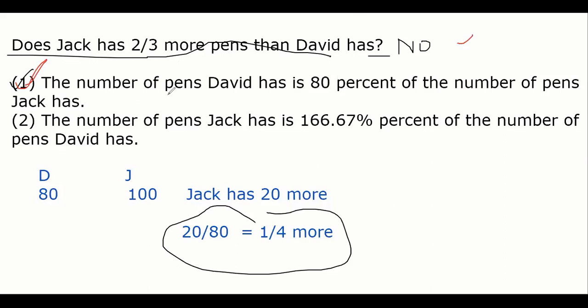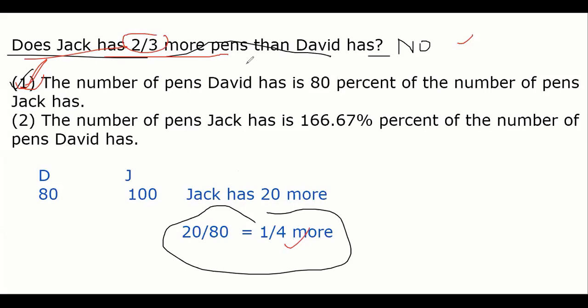So we calculated, we found that Jack has 1/4 more. It is not 2/3 more, not 1/3 more, it is 1/4 more. We are able to find out how much Jack has more. So are you able to answer this question or not? I am not saying whether you get 2/3 or not. Are you able to answer this question? Yes, you are able to answer this question because you know how much Jack has more. So this data is sufficient. You are able to answer this question, even if the answer is no, that is fine.